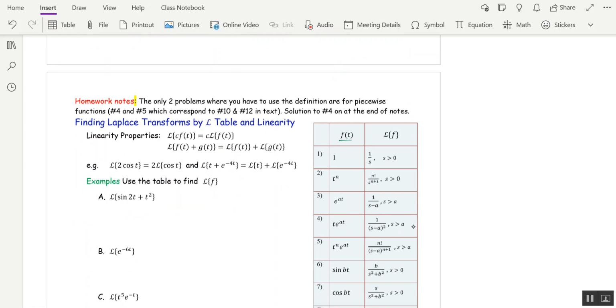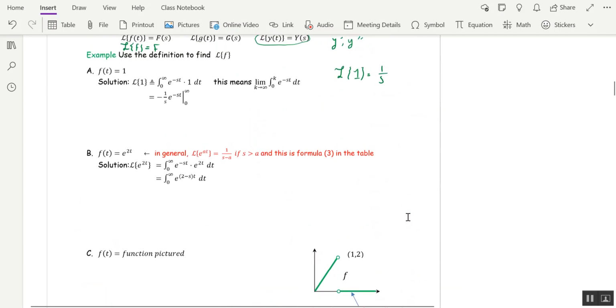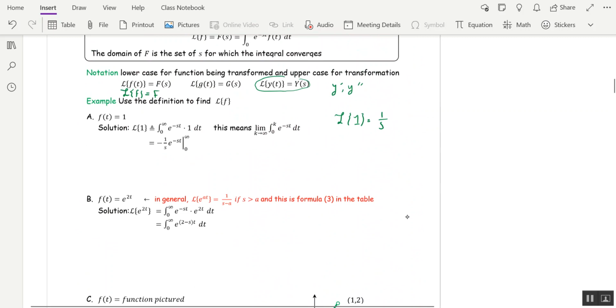Little f is on this side, big F is on this side. So you could read this as the Laplace transform of 1 is 1 over s. The Laplace transforms are in the second column, the functions are in the first column. Okay, so by the definition, and that's what a triangle over an equal sign means, it means by definition.